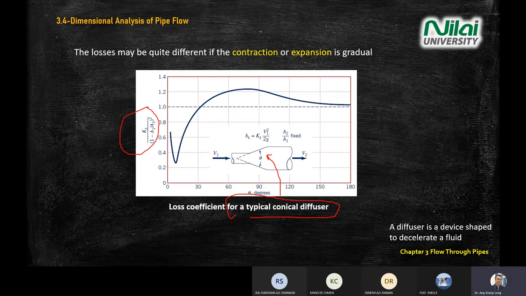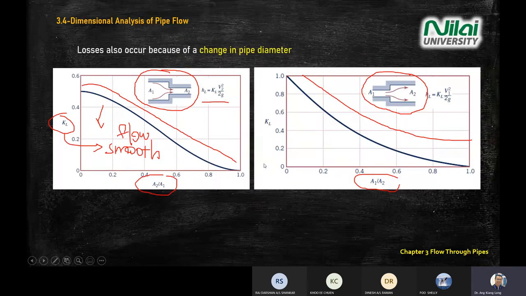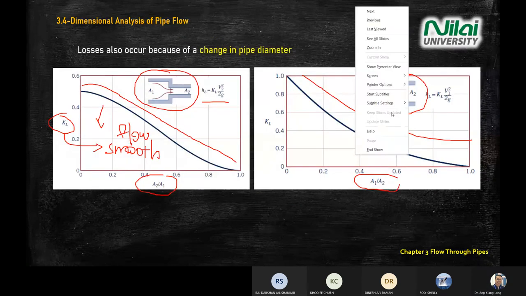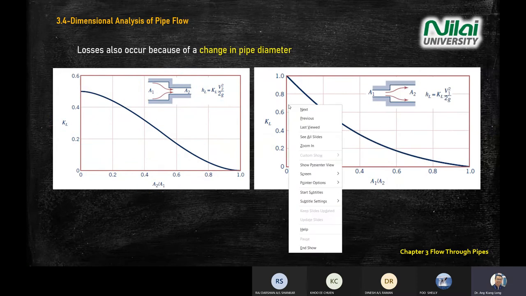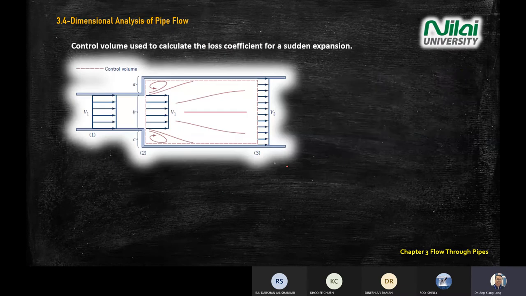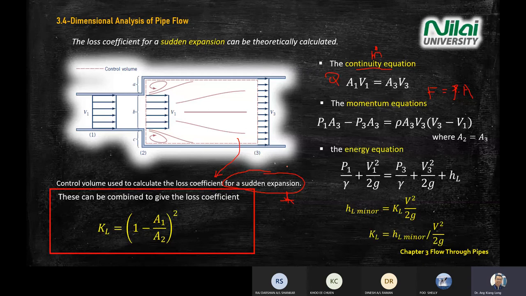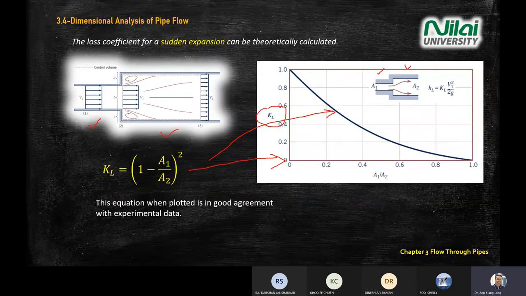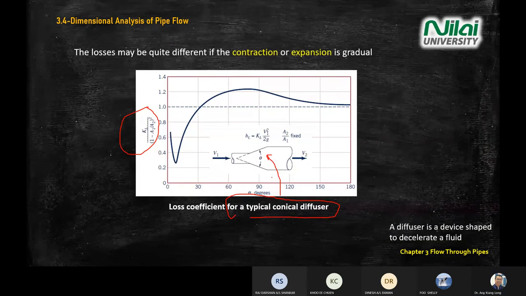Now you have a few slides already. You have a few charts to refer to already for your final. So what does it mean? This graph is important, and we already proved that you can calculate KL by using this formula from small to big. And we also give you this graph when you have a conical diffuser where you have an angle theta. And you can calculate the KL also using this equation.